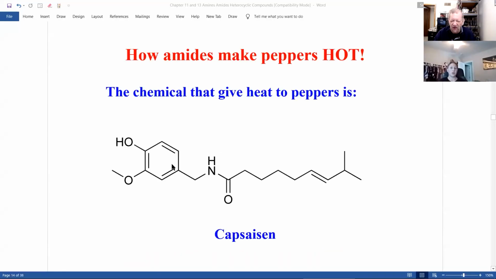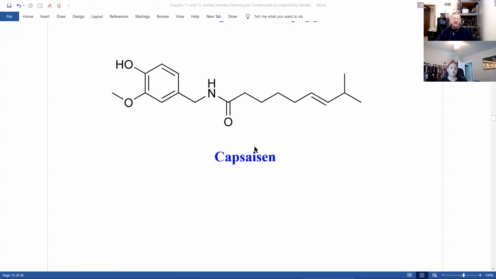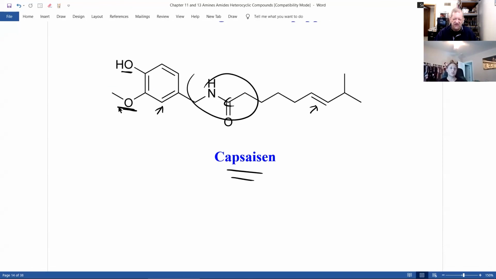And you don't have to write this down, but I thought I'd teach you this. The chemical that gives heat to peppers has a common name, capsaicin. And you've got a couple of functional groups in this molecule. You have an ether here, an alcohol, a benzene ring, a double bond, and here you have an amide. This is a carbon, each bend of the line is a carbon. And this is capsaicin. And the more that's in the pepper, the hotter it is.